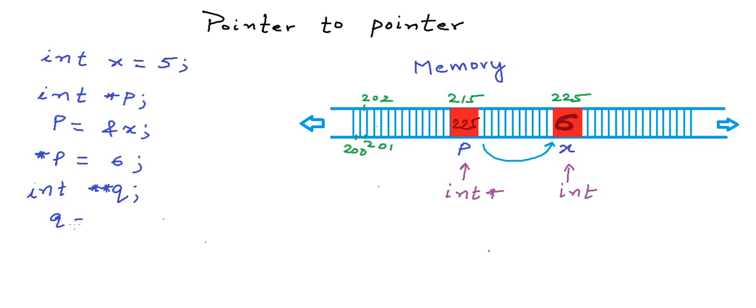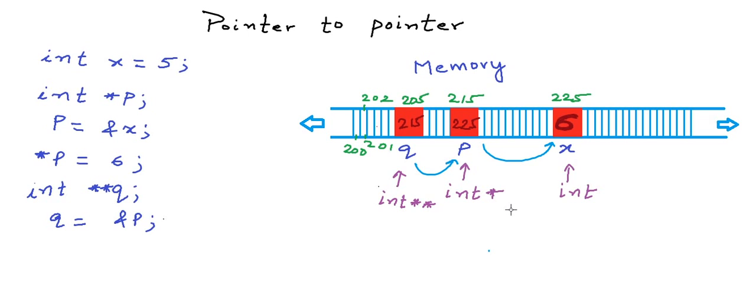the address of p. So with this first line, with this int asterisk asterisk q, we created q. Let's say we created q at 205, and now we are saying that q will store the address of p. So q points to p, and the type of q is int asterisk asterisk. We put 2 asterisks. A simple way to read this is that the type of variable x is integer. So to store the address of x, we will need a pointer of type int star.